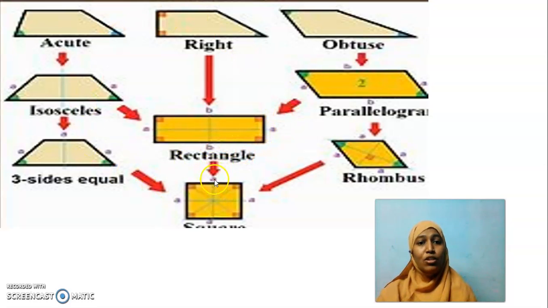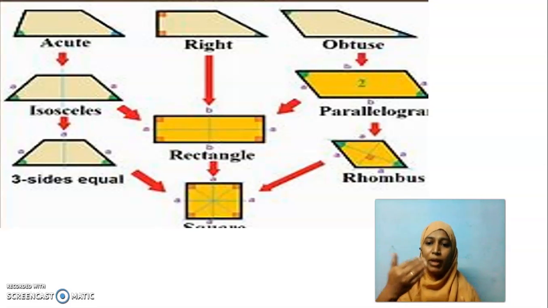See here, every square is a rectangle. One more thing, every square is a rectangle. Opposite sides are equal, and all the angles are 90 degrees. It satisfies the condition of a rectangle. So a square is a rectangle. A square can be a rectangle, but all rectangles cannot be squares.